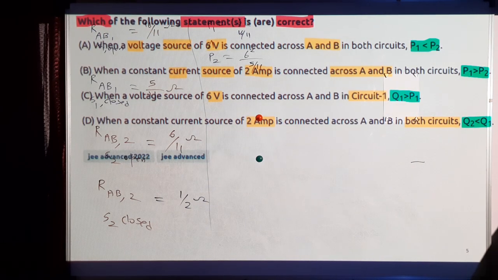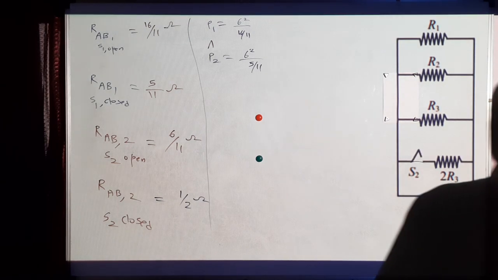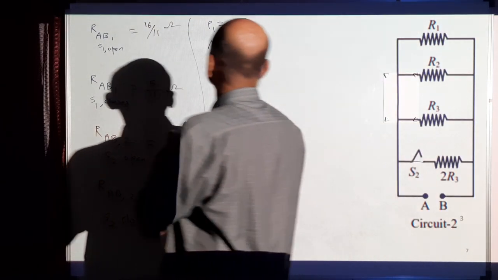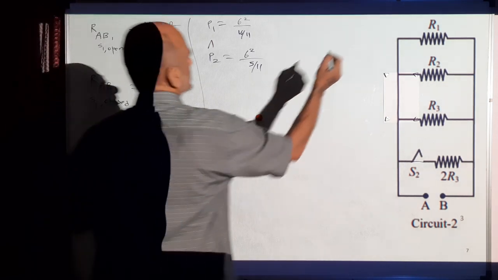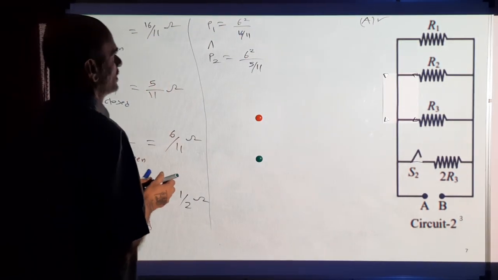Statement A: when a voltage of 6 volts is connected to A and B in both the circuits, P1 is less than P2. P1 is less than P2, so statement A is true. So remember the answer here: statement A is true.